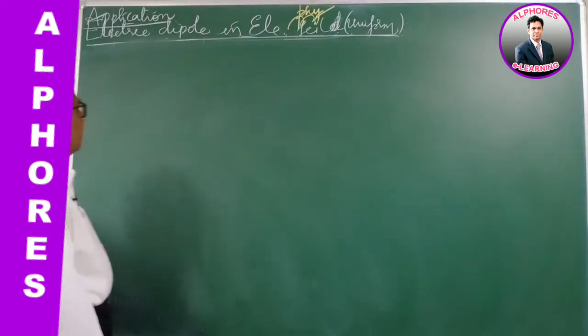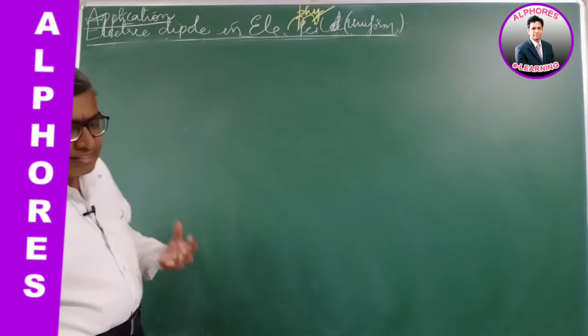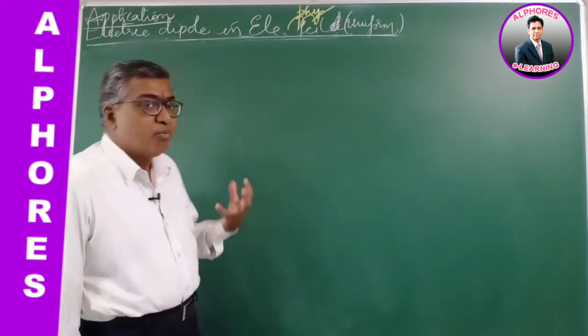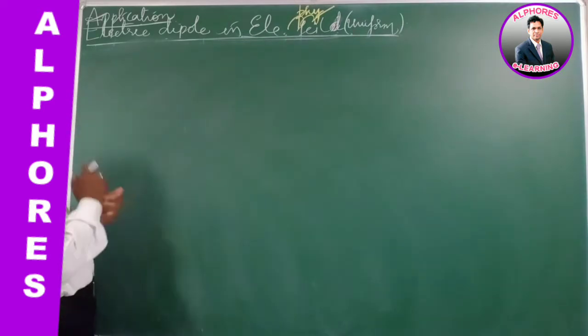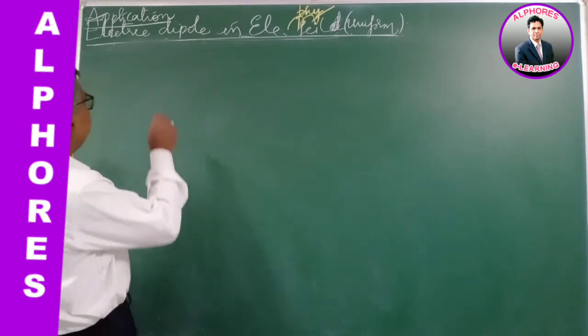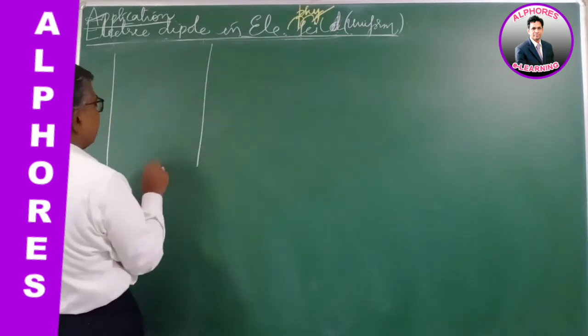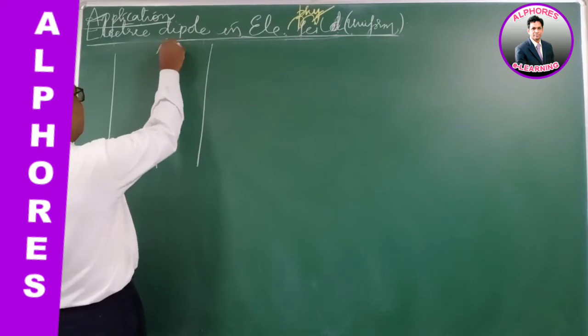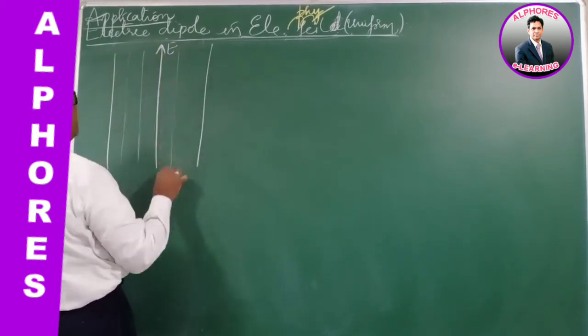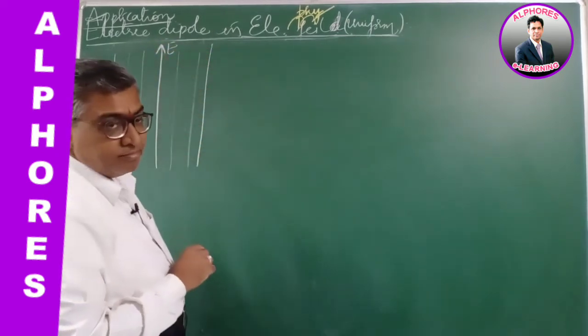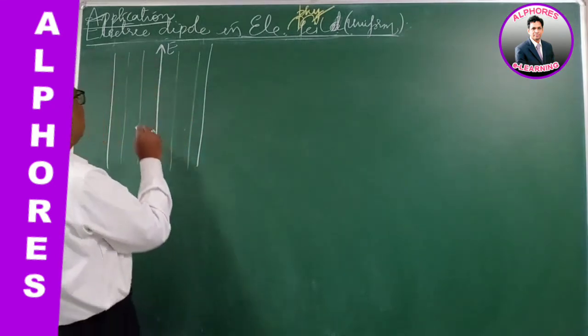One. Now, what is the work done? Let us evaluate a formula for the work done in turning the dipole in an electric field. Suppose, let me imagine a uniform electric field like this. Parallel lines, uniform electric field E.